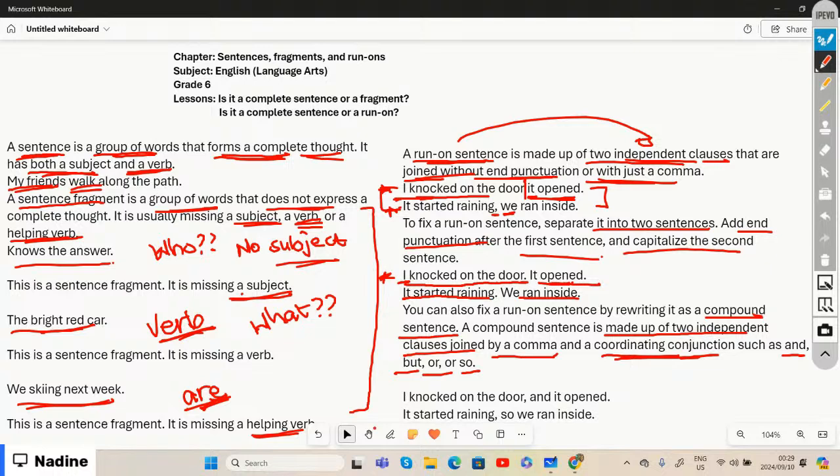So which means that we're going to use those two sentences, the two clauses. We're going to join them together by using a comma as well as a conjunction, and then it's going to be a compound sentence. For example, I knocked on the door, comma, and there's our conjunction, it opened. This is now a compound sentence. The same with the second one: it started raining, comma, so we ran inside. There we also have our second sentence, right?